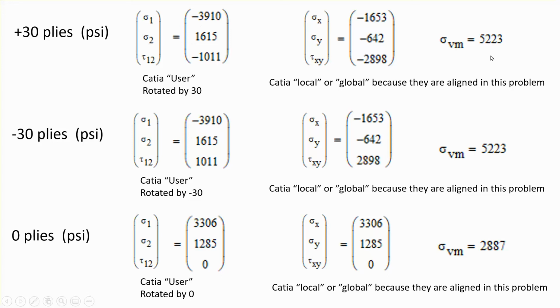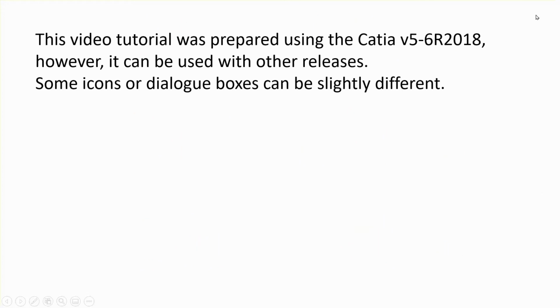Once again, I mentioned that if I use other versions of Catia, even as recent as 2016, the von Mises stresses are going to be okay. But when it comes to matching these numbers, they don't match. I believe there was a bug there that they must have fixed. So this was done with 2018. Minor changes, you can run it.